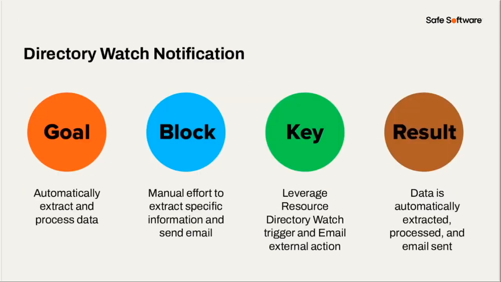Okay, now we're going to jump into a demo with a directory watch and email notification. So the goal here is to automatically extract and process data, but that's usually blocked by the manual effort required to extract specific information and send the email. So the key to achieving this is to leverage the resource or network directory watch trigger and the email external action in an FME Flow automation. Doing this will result in the data being automatically processed and an email sent out.